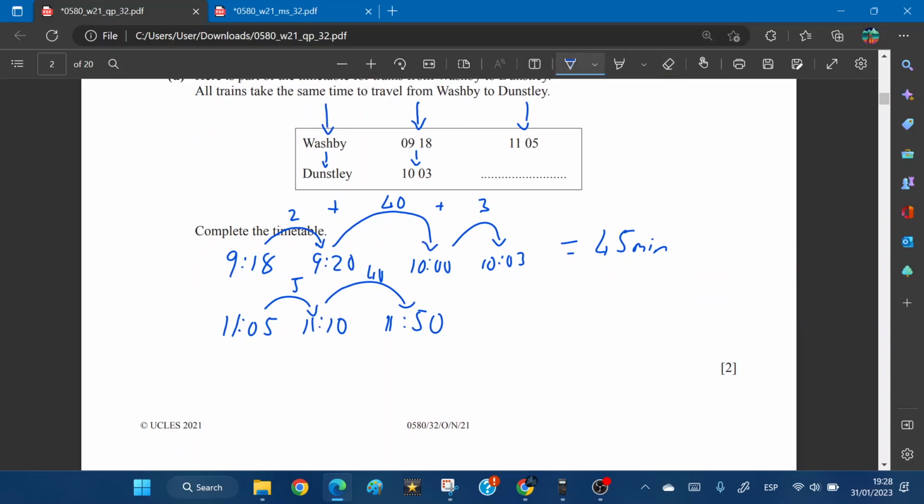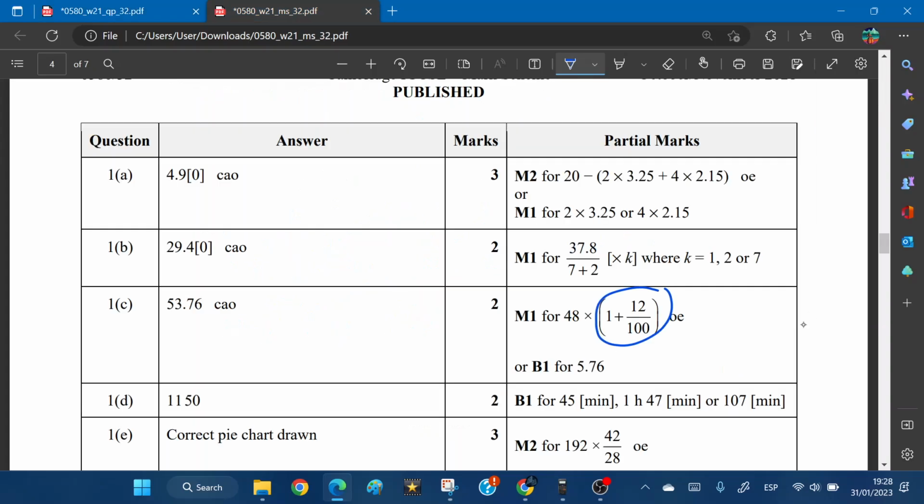Well, cheetah flaps her ears. 11:50 is the answer. Yep, we got that right.